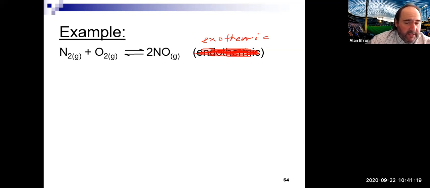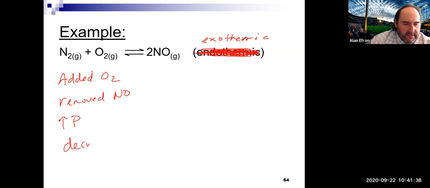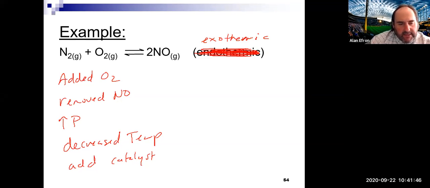Let us say we added O2. Let's say we removed NO. Let's say we increased the pressure. Let's say that we decreased the temperature. Let's say we added a catalyst to it. And let's say we removed N2. So will we shift to the left, to the right, or will there be no change? See what you come up with.